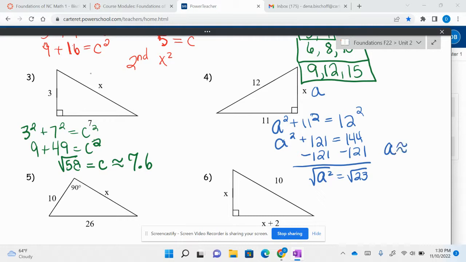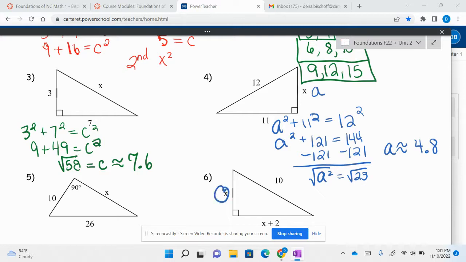So a is about 4 point something. What are we thinking? A is about what? So second x squared, and then type in 23 and hit enter. 4.8. Okay. Do you guys feel okay about that?